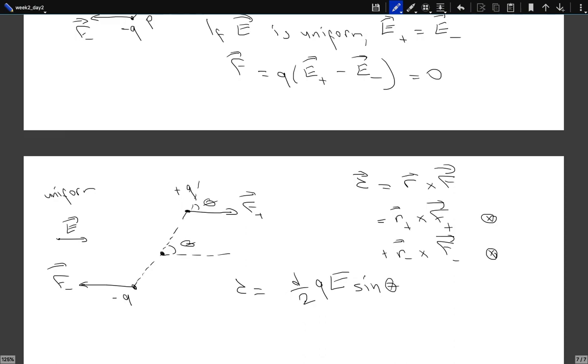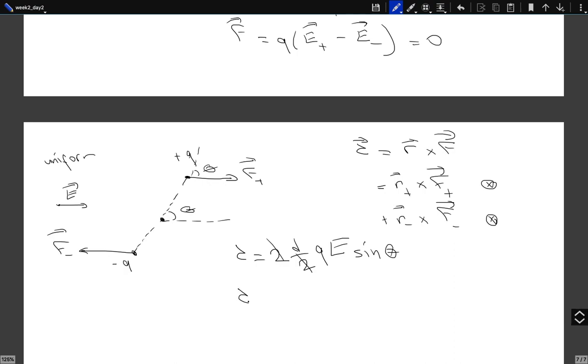This is the torque created by the force acting on the positive charge. Well, this is the same thing. The force acting on the negative charge has the same magnitude. R minus, being this distance, is equal to that distance. So R minus and R plus have the same magnitude. And the angle between R minus and F minus is also the same. So it's just the same. This is the total torque.